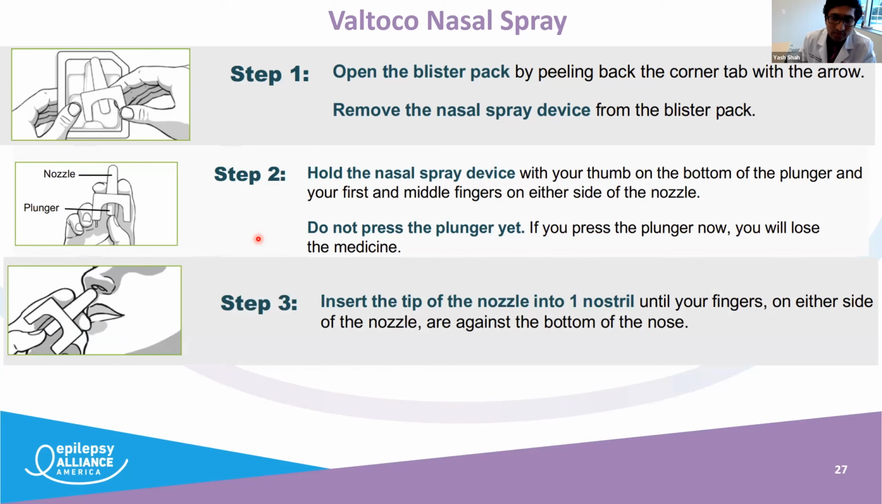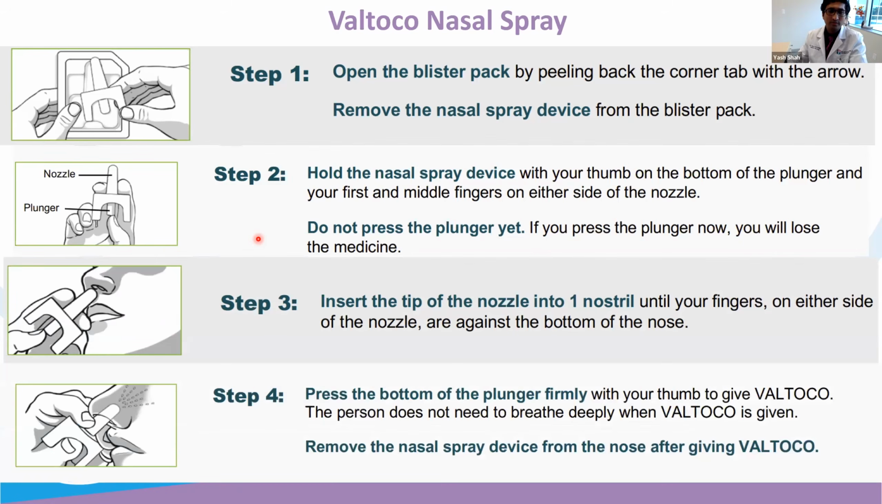And again, you can use the rule of 3. You keep it in for 3 seconds and press the bottom of the plunger firmly with your thumb to get the Valtoco in the nose. Now, Valtoco comes in strengths of 5 and 10 milligrams. If someone is older, they may need a higher dose. In that case, you may have to use both nostrils. So 5 milligrams from one nostril and 10 milligrams from the other nostril if that child needs 15 milligrams of Valtoco.